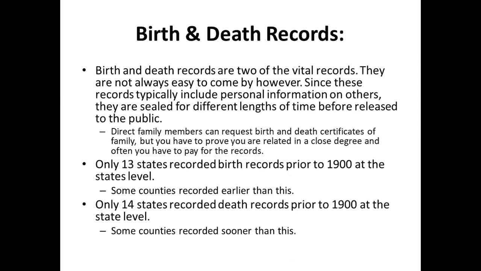For birth and death records, those are the two vital records that you'll usually go to next. These are not always easy to come by, and the records typically include personal information on others, so that's why they're sealed for different lengths of time before they're released to the public. Direct family members can request birth and death certificates of family, but you have to prove that you're related in a close degree, and often you have to pay for at least certified copies.